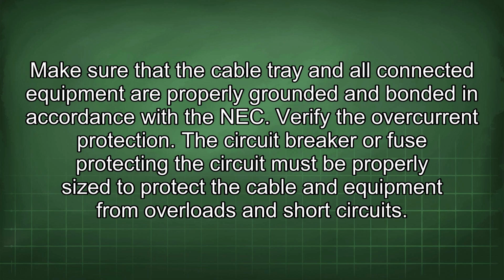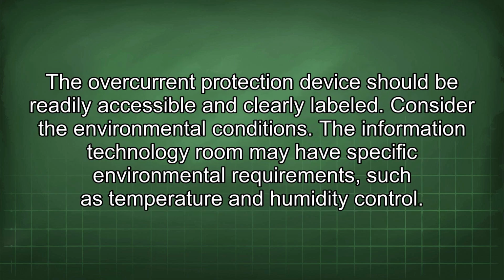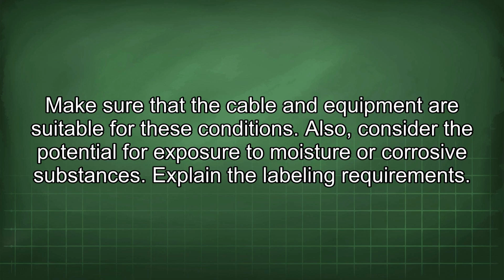Verify the overcurrent protection. The circuit breaker or fuse protecting the circuit must be properly sized to protect the cable and equipment from overloads and short circuits. The overcurrent protection device should be readily accessible and clearly labeled. Consider the environmental conditions. The information technology room may have specific environmental requirements, such as temperature and humidity control. Make sure that the cable and equipment are suitable for these conditions. Also, consider the potential for exposure to moisture or corrosive substances.